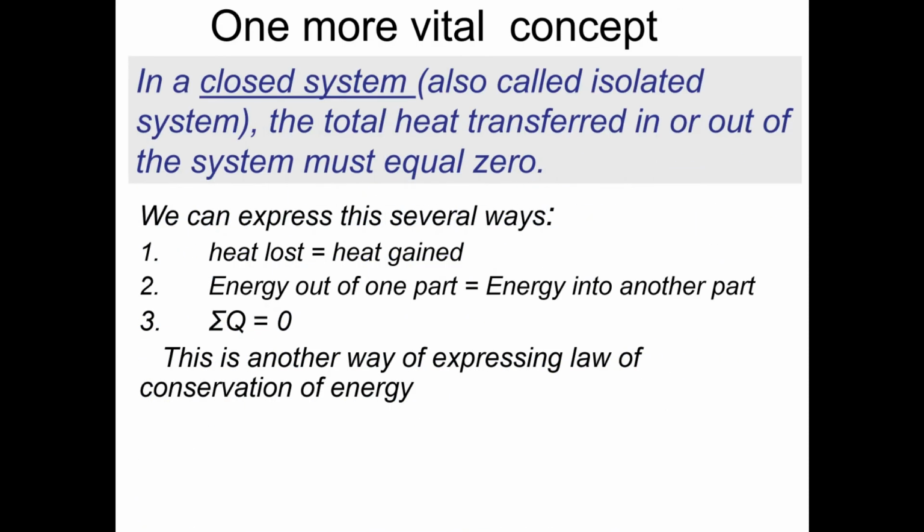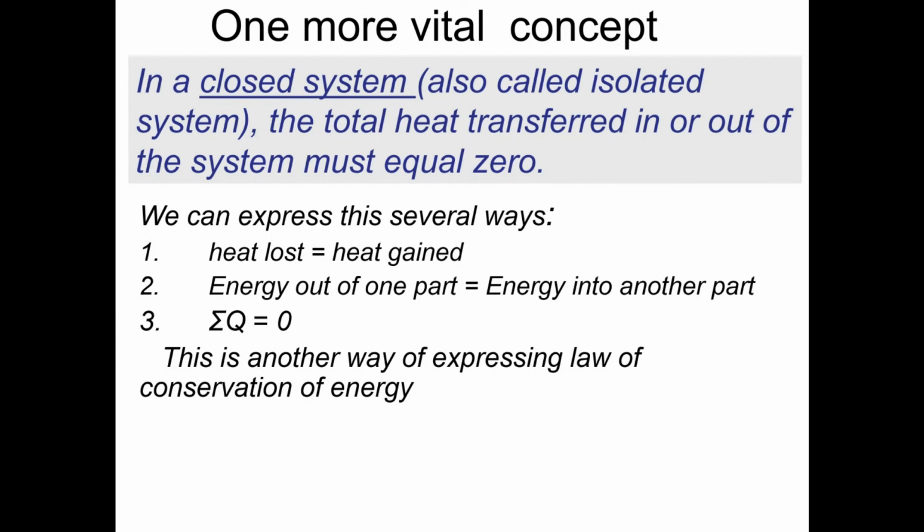The final vital concept is this one. In a closed system, which we also think of as an isolated system, the total heat transferred in or out of that system must equal zero. And this is going to be very important in problems you're going to look at. We can express this several ways. One, we can think of it as the heat lost equals the heat gained. We can also think of it as the energy out of one part of a system has to equal the energy into another part of the system. Or we could look at it from a more mathematical perspective: the sum of heat transfers has to equal zero.